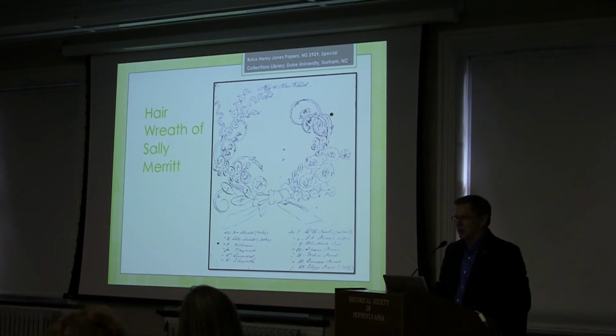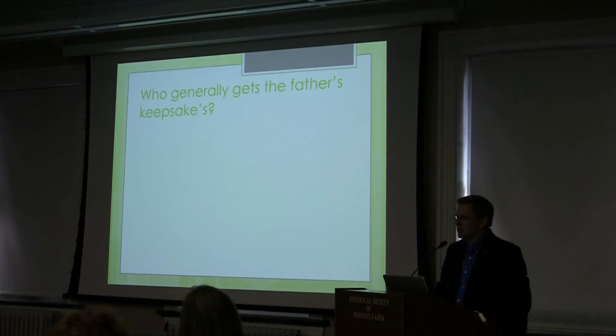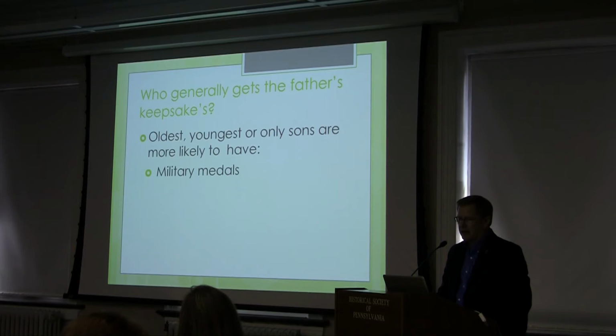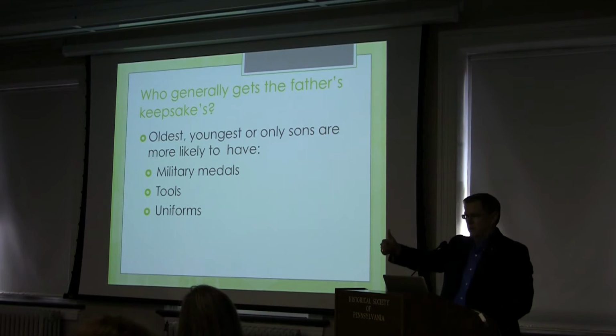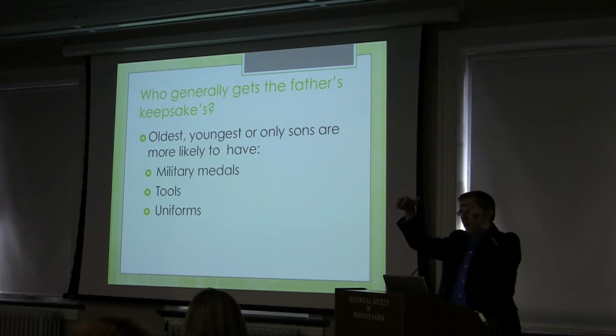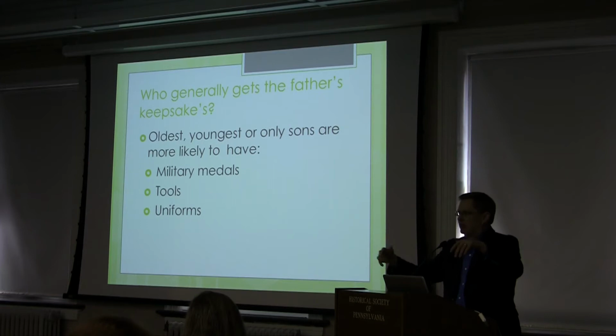Now, who generally gets the father's keepsakes? The oldest, youngest, or only sons are more likely to have military medals, tools, uniforms, that type of thing. And we never know, but when you are coming up with a research strategy and trying to find family memorabilia or family Bibles, I always start with tracing the descendants of the oldest daughter and the oldest, youngest, or only sons in those families, because those are the people I want to check first. Those are the descendants I want to make contact with initially, if I can, to see if I can identify that.